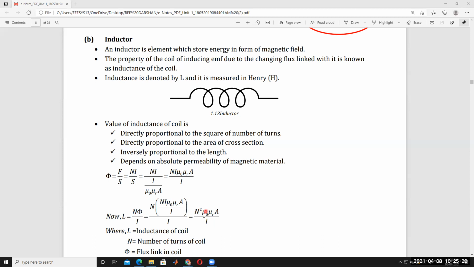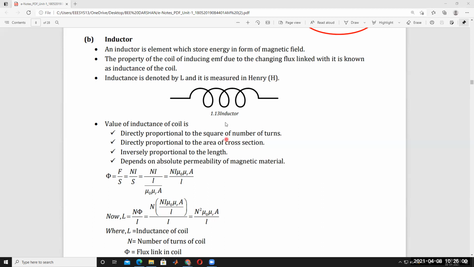Based on this formula, you can easily understand how the inductance is changing. Inductance is proportional to the number of turns squared, N squared, proportional to the area of cross section, and inversely proportional to the length. It also depends upon the absolute permeability of the magnetic material. Mu naught times mu r is called permeability, and mu r is called relative permeability.